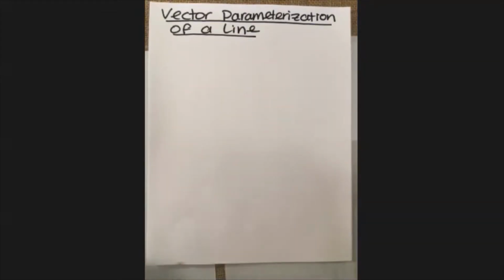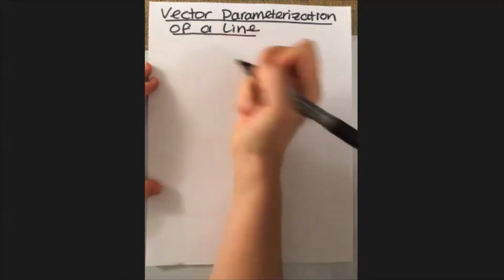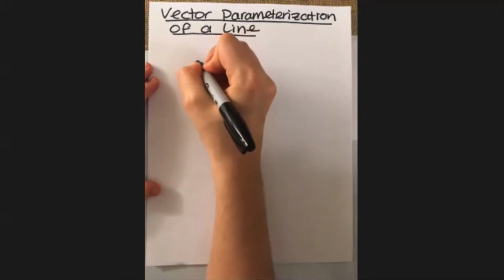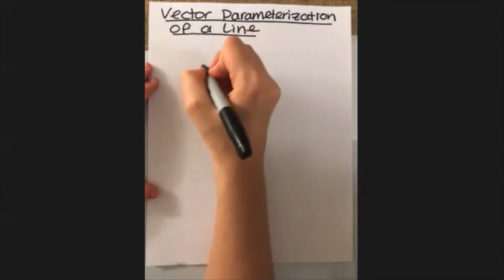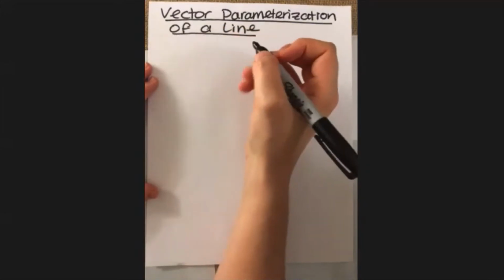Welcome back. Today, we're going to go through a few examples of how to write the vector parameterization of a line. Let's do a quick overview of how this works. To get a vector parameterization of a line, we need a point P and then the direction in which we desire to travel for our line.